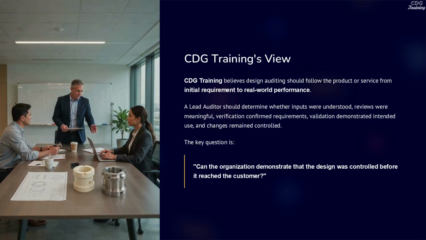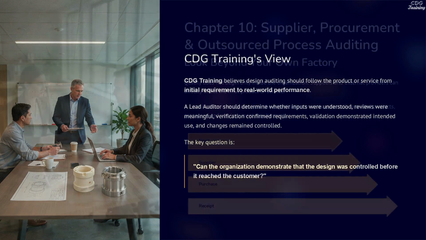CDG training emphasizes that design auditing should follow the product or service from initial requirement to real-world performance. A lead auditor should determine whether inputs were understood, reviews were meaningful, verification confirmed requirements, validation demonstrated intended use, and changes remained controlled. The key question is whether the design was controlled before reaching the customer.